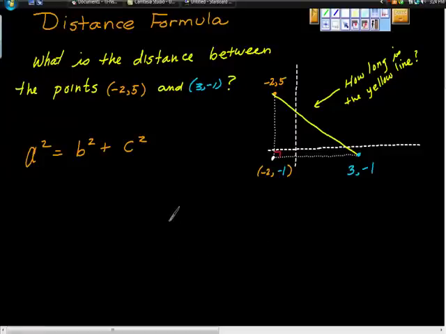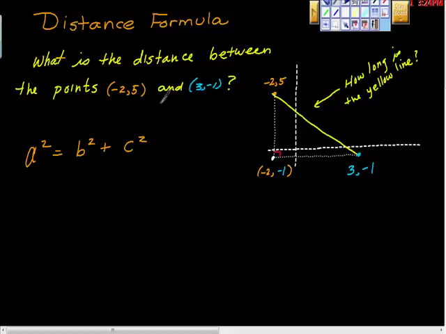Okay, just a really quick video on how to use the distance formula. So the question that you could find on the SAT or wherever you find your question is, what is the distance between the points negative 2, 5 and the point 3, negative 1? The question may be illustrated this way.